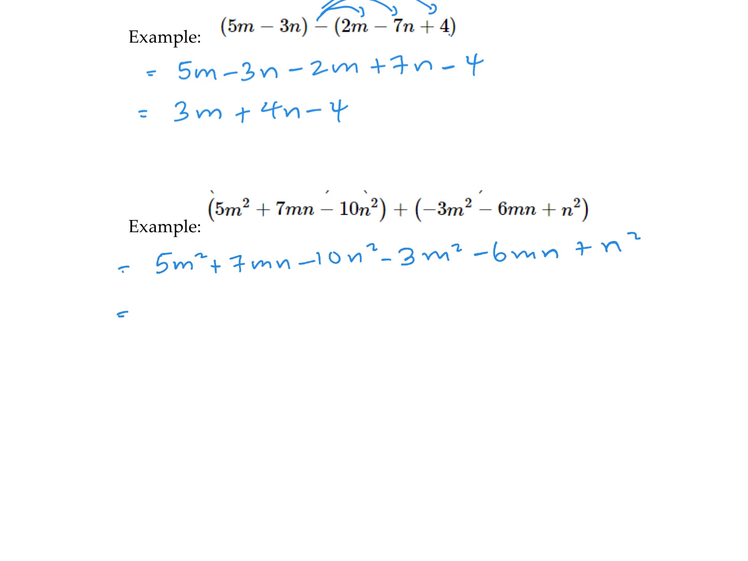So 5 minus 3 is 2m squared. I might do the n squared next. Negative 10n squared plus 1 is negative 9. And then 7mn and 6mn are like terms, so that leaves me with 1mn.